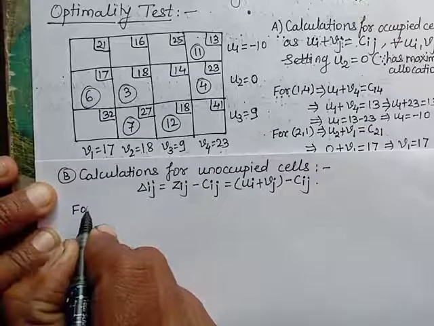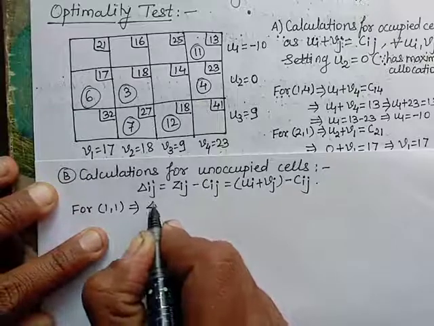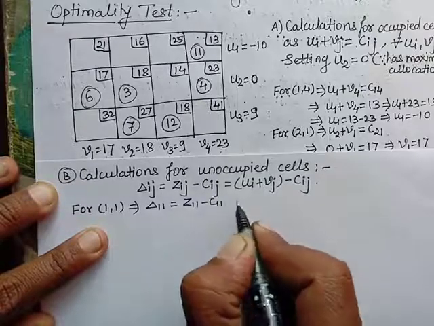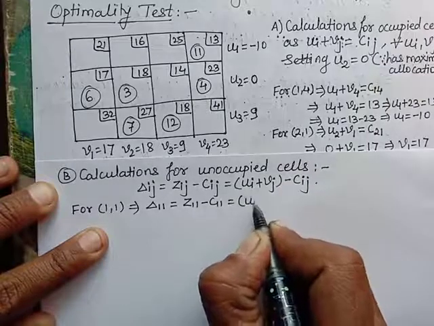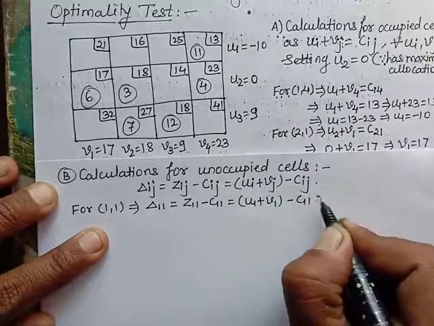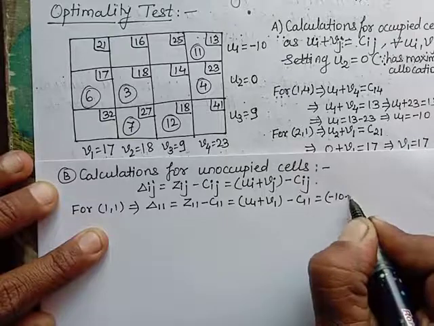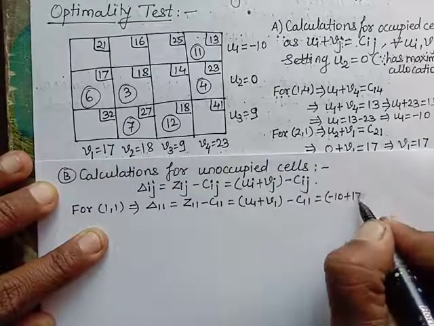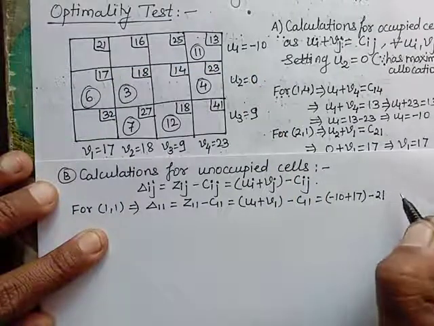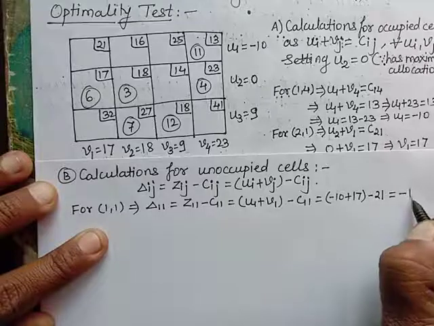For 1,1 we get delta 11, that will be Z11 minus C11, that is U1 plus V1 minus C11. U1 is minus 10 plus V1 is 17 minus C11 is 21. So here it will be 7 minus 21, which is minus 14.